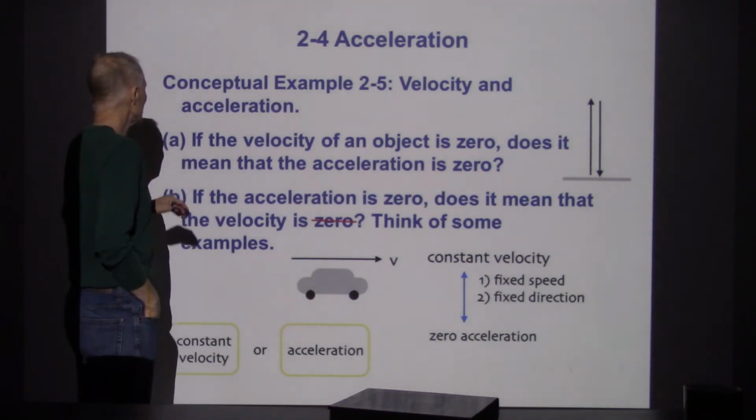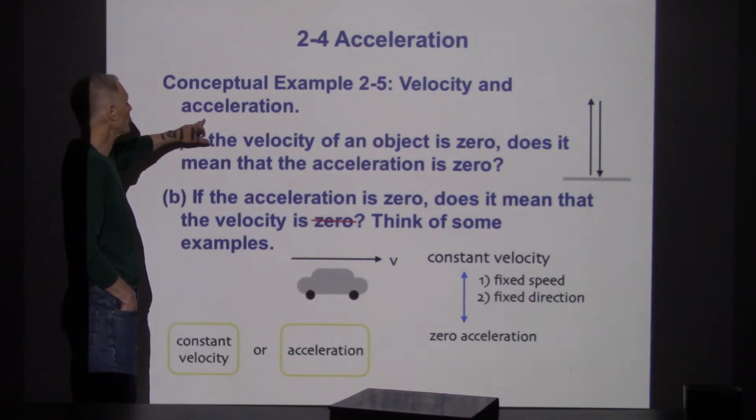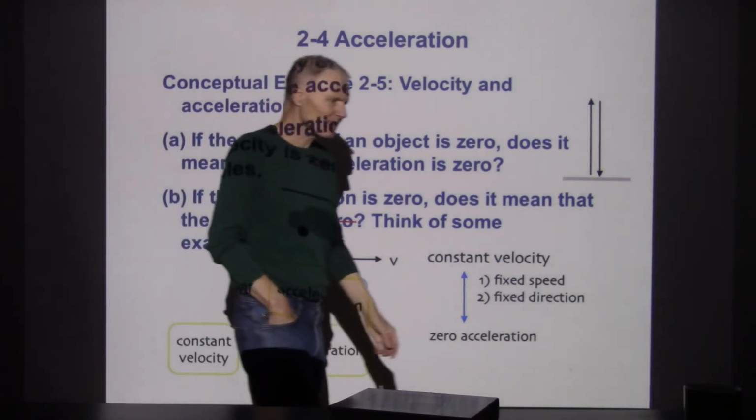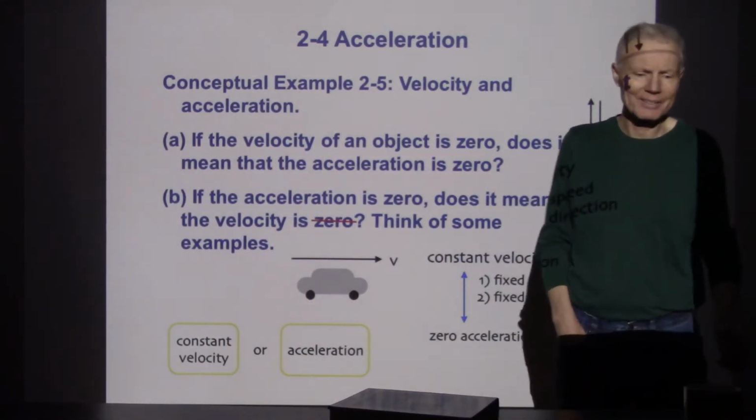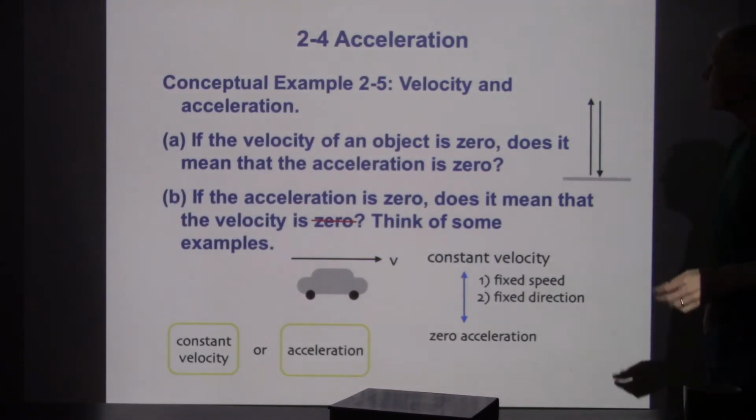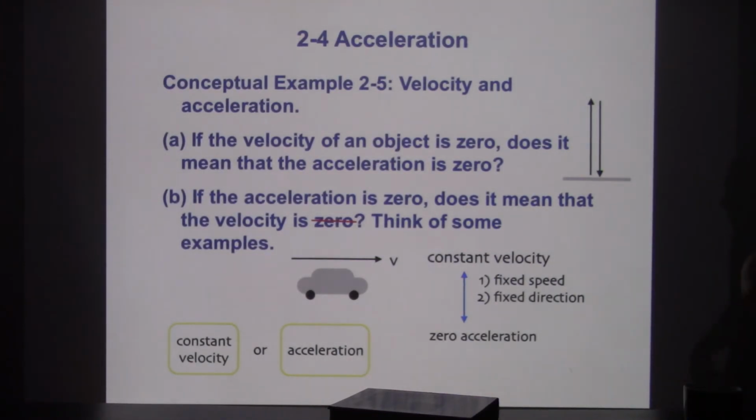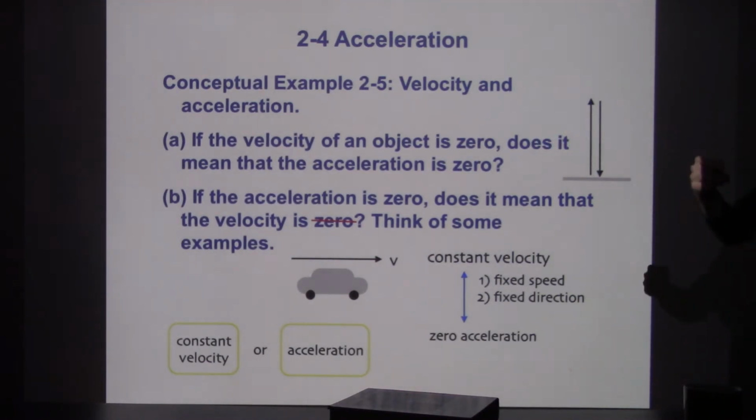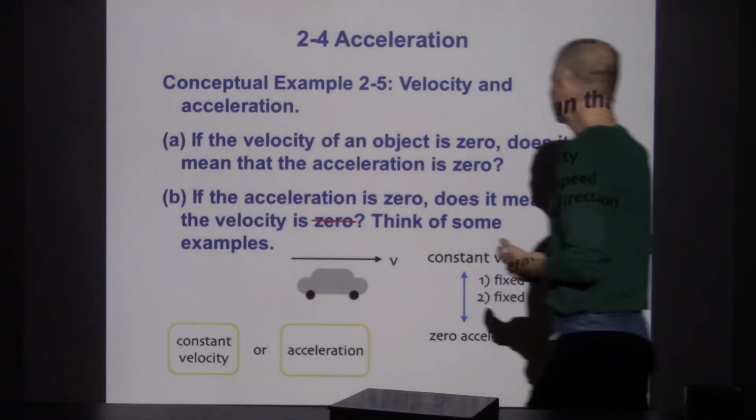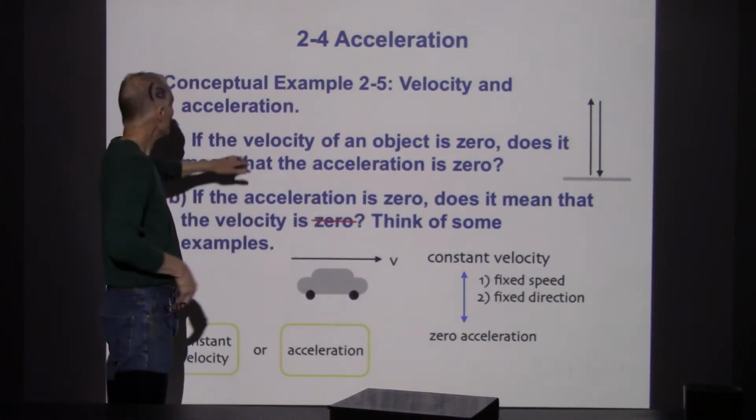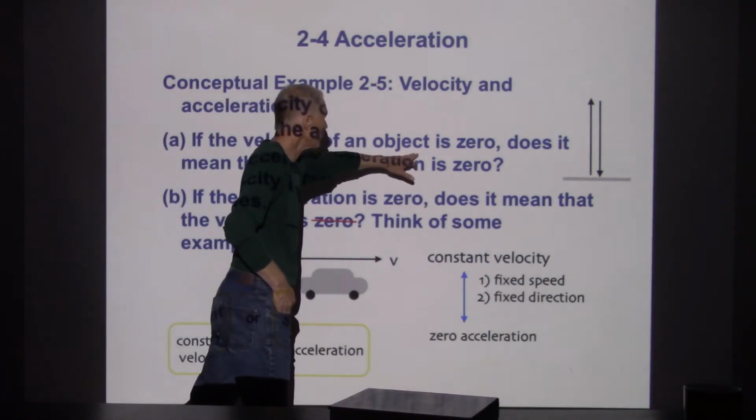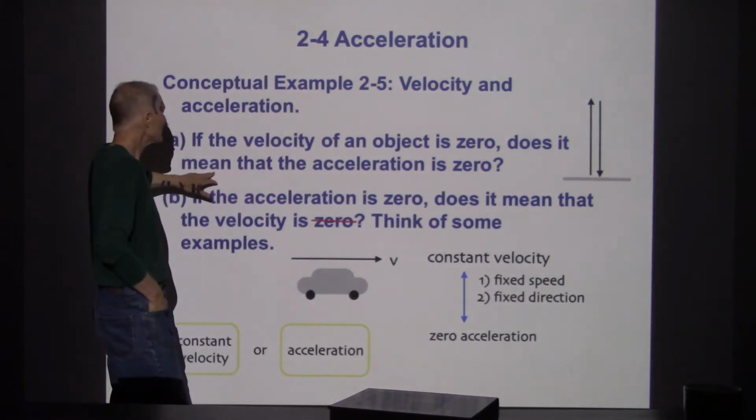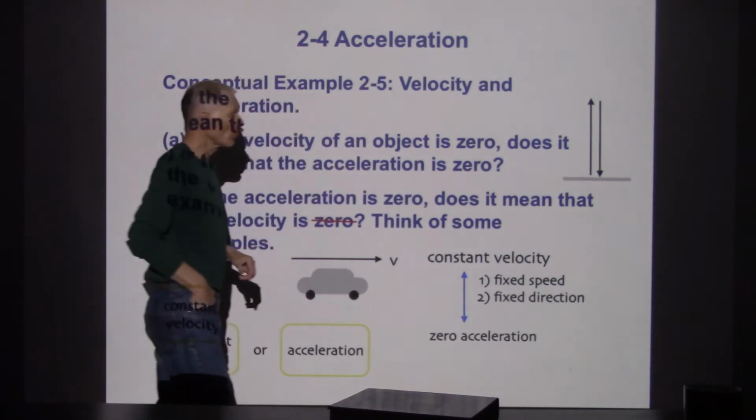All right, so here's a good conceptual example. Velocity and acceleration, are they the same thing? No, they're not, right? So don't get them mixed up. If somebody tells you the velocity of something, that doesn't tell you anything about the acceleration. They have to give you a series of different velocities at different times in order to determine average or instantaneous accelerations. So, for example, if the velocity of an object is 0, if an object's at rest, does that mean that the acceleration is also 0?